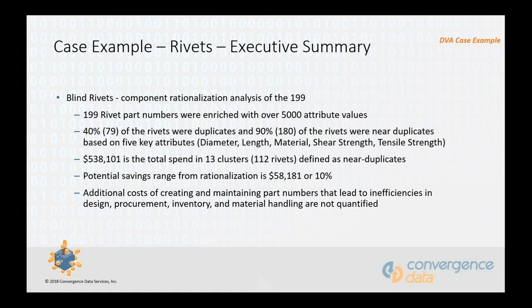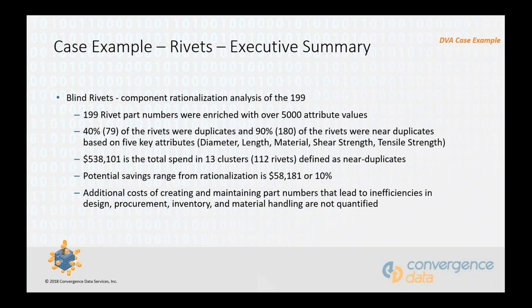So in this example, for the 200 or so rivets, we generated 5,000 attribute values. And we also came up with a quick estimate of the duplicates and near duplicates. One of the things I recommend in your DBA analysis to all our customers is to have an executive summary up front. This is an example of an executive summary that highlights the opportunity and the savings opportunity that the executives will see right up front before they read your DBA. Show them what the opportunity is in the first couple of slides.